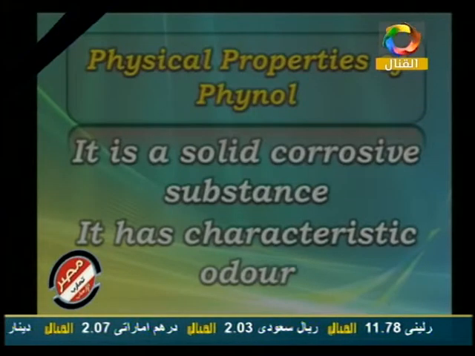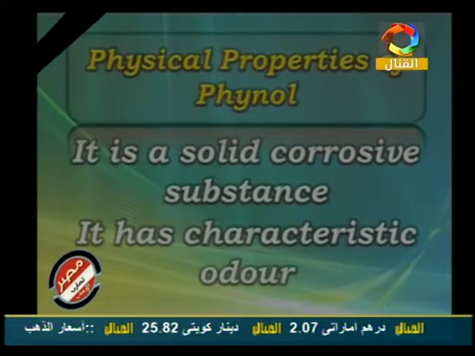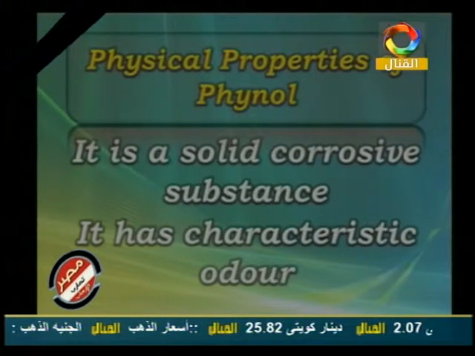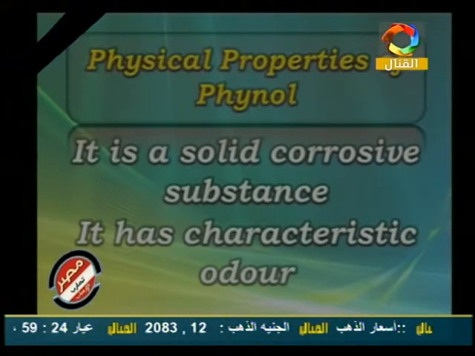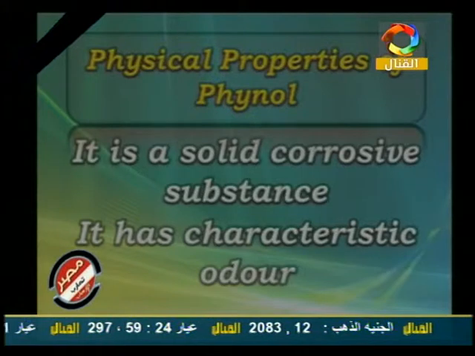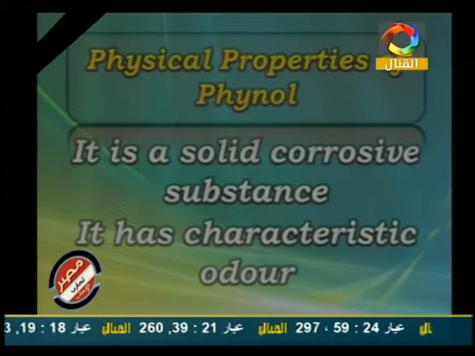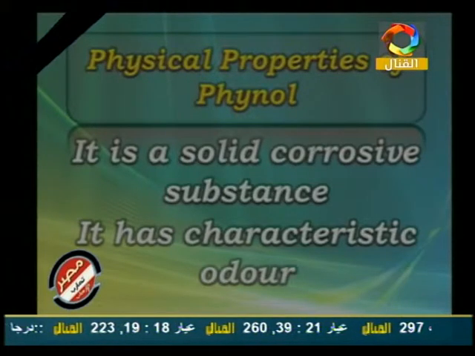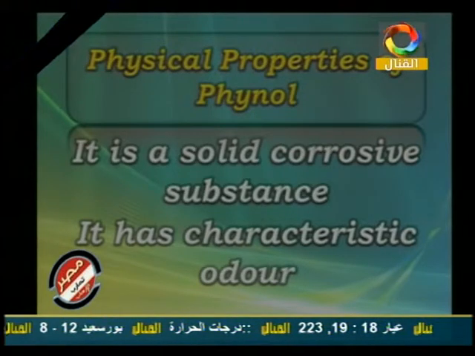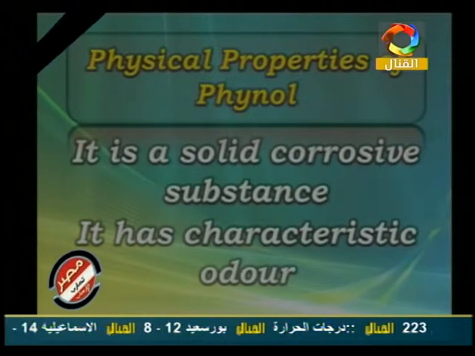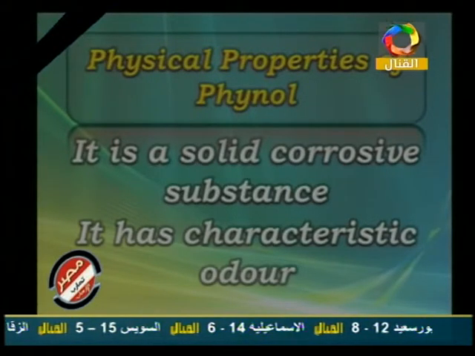So we have the physical properties of phenol. Physical properties of phenol: it is a solid corrosive substance. Corrosive substance means it is a type of substance that absorbs water from our skin, like concentrated sulfuric acid or concentrated acids. Or another one, we have concentrated NaOH. This is caustic soda that is a corrosive substance. It means it absorbs the water from skin.